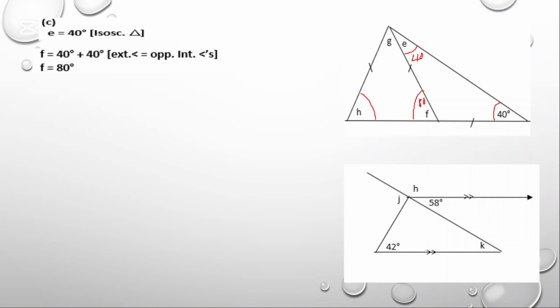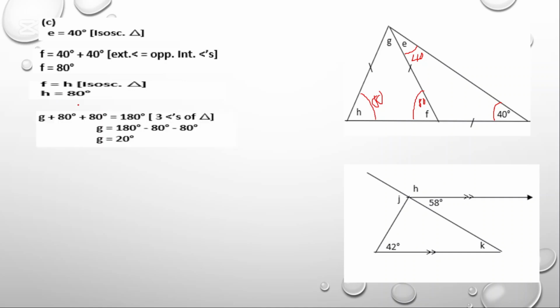Now we know these 2 sides are equal, so these 2 angles are equal. Isosceles triangle, right? And that will be our next one. F is equal to H. Isosceles triangle, H is equal to 80. And there we have it.